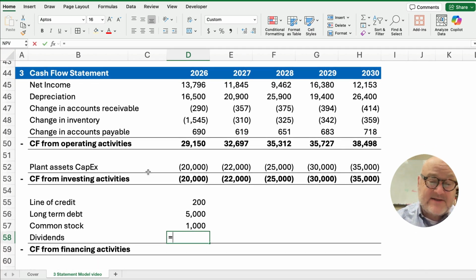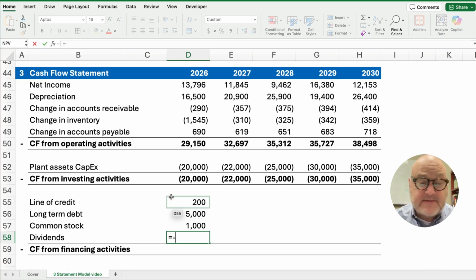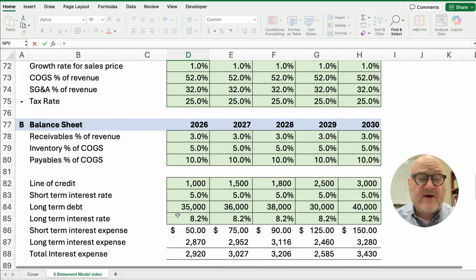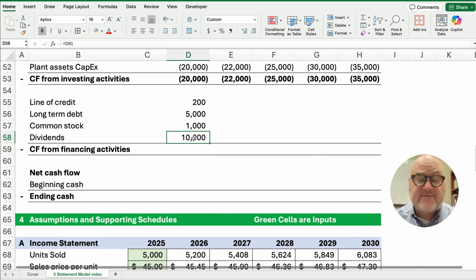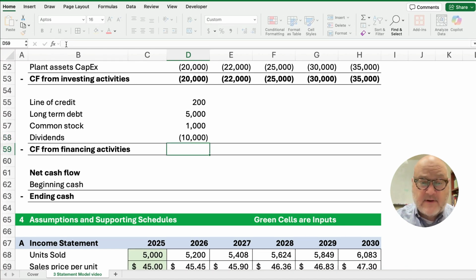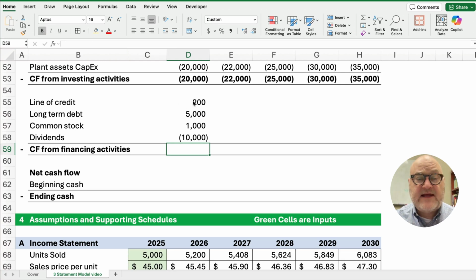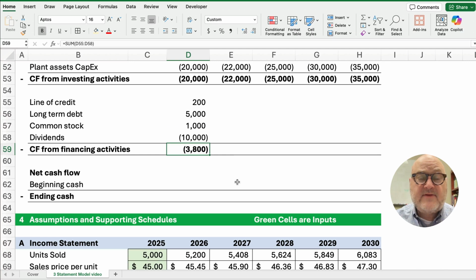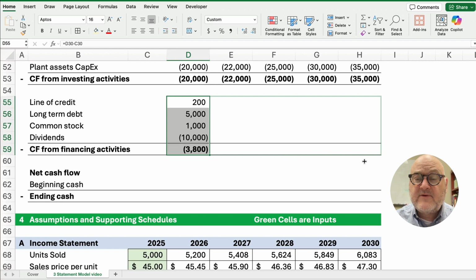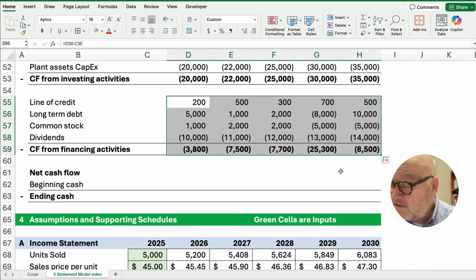Now dividends is going to be a negative. Before we do the minus, let's look at where our dividends are. Dividends is 10,000. You know that is going to subtract from our cash. So we make this a negative 10,000. And so what's our cash flow from financing activities? The total here is negative 3,800. We can copy this all the way across. There's our numbers: 7,500, 7,700, all of them negative.